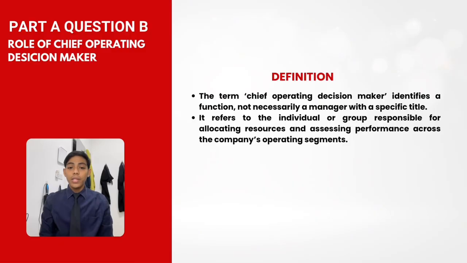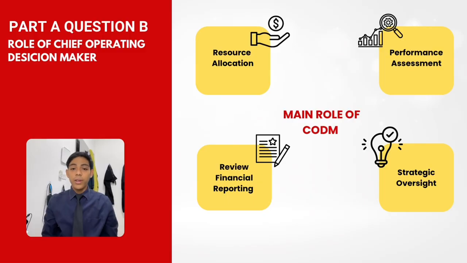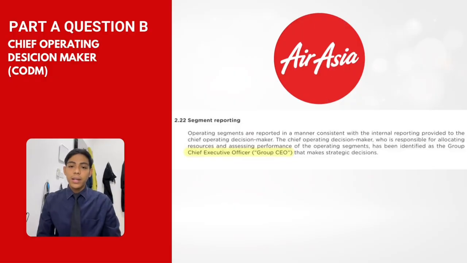Now let's talk about Chief Operating Decision Maker, CODM. So the term CODM identifies a function, not necessarily a manager with a specific title. It refers to the individual or group responsible for allocating resources and assessing performance across the company's operating segments. So these are the main roles of CODM. First, resource allocation, performance assessment, strategic oversight, and the review of the financial reporting. For example, in AirAsia, the CODM is the Group Chief Executive Officer, Group CEO.